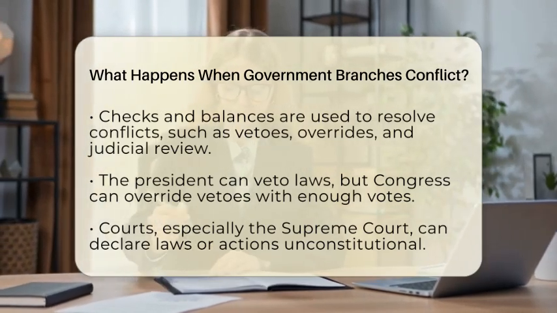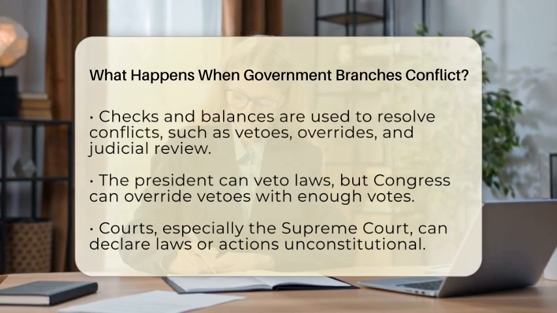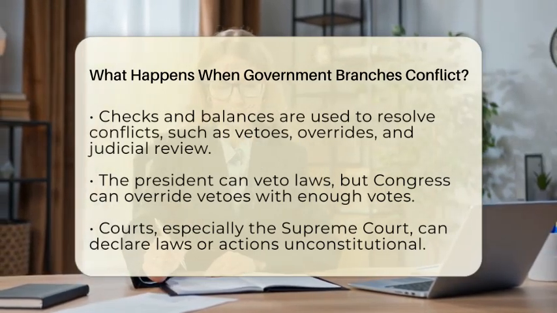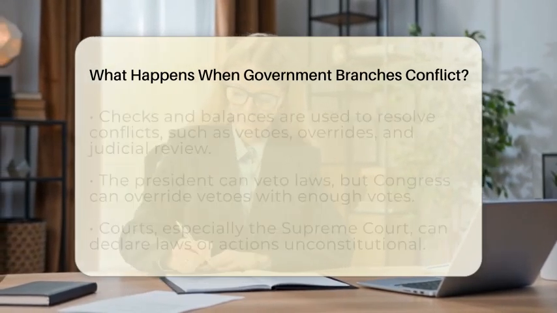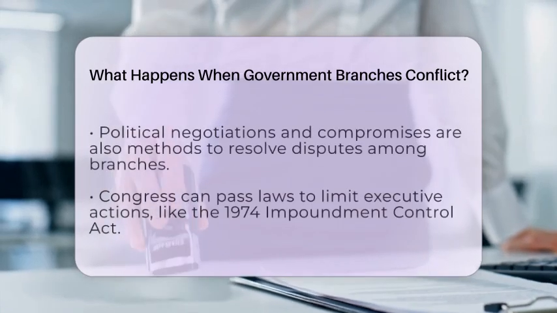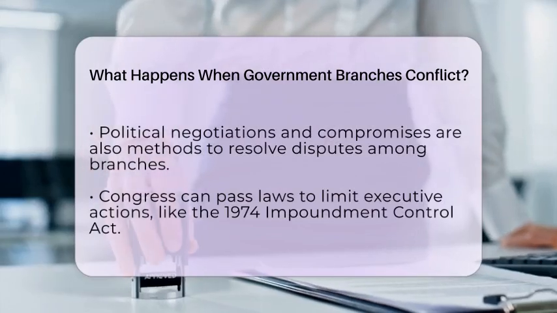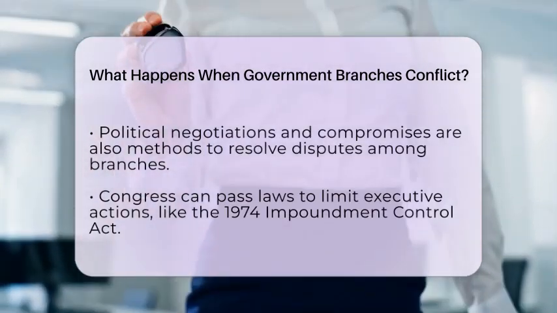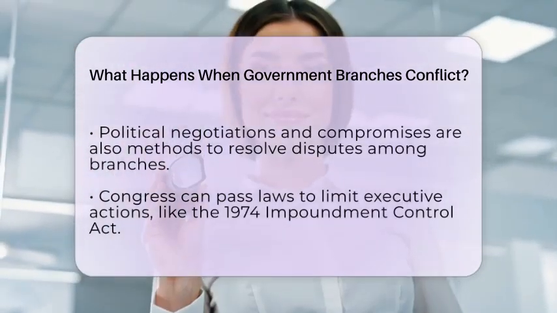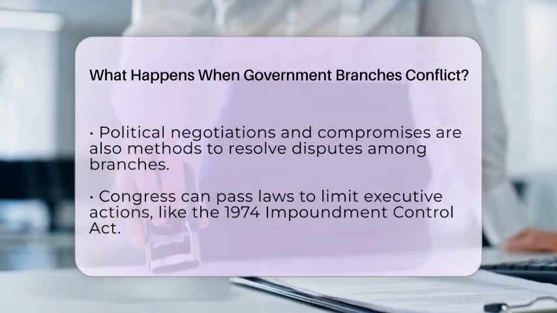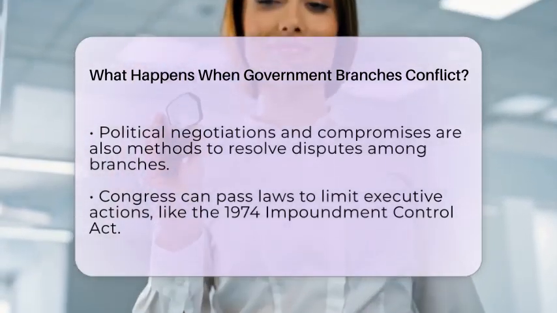Another important mechanism is judicial review. Courts, especially the Supreme Court, have the power to interpret the Constitution. If a law or action by the government violates the Constitution, the courts can declare it invalid. This helps keep the government within its constitutional limits and protects citizens' rights.